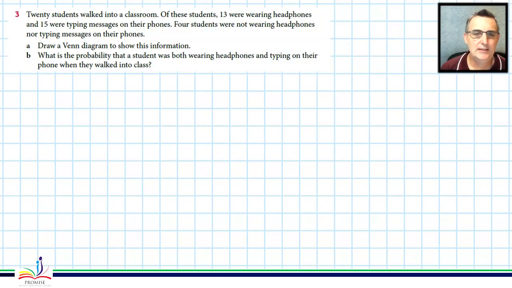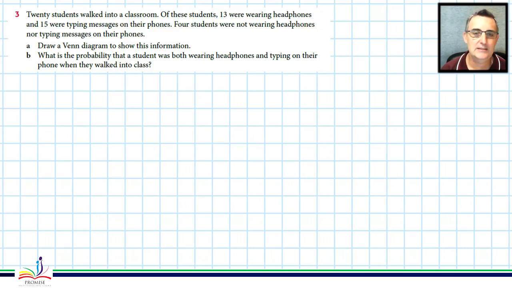I'm going to explain how to do this question, which is from exercise 24.3, question 3. And in the process of explaining this, we're going to discover the addition rule for probability, which is a very useful rule.